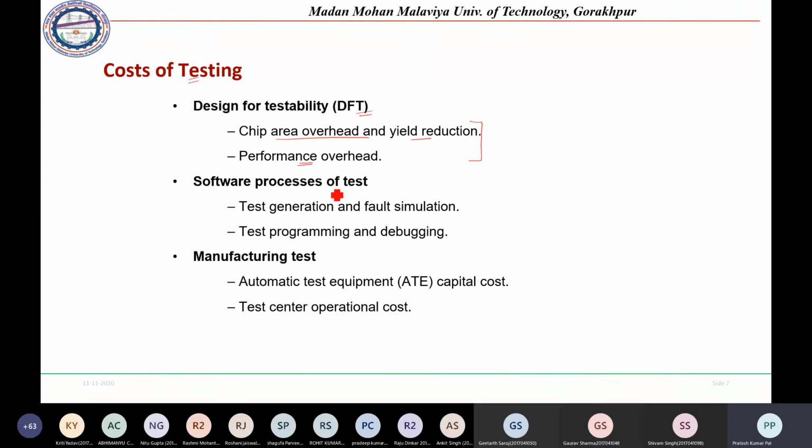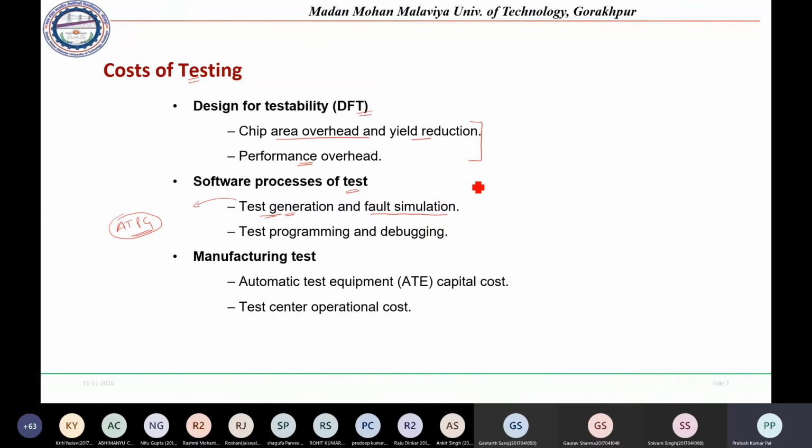Software processes of test. While testing any chip, we basically need different steps and software. In test generation, there is software called automatic test pattern generation, ATPG, that is used for generation of test vectors. Test vectors are randomly generated by this software, and then fault simulations are there.